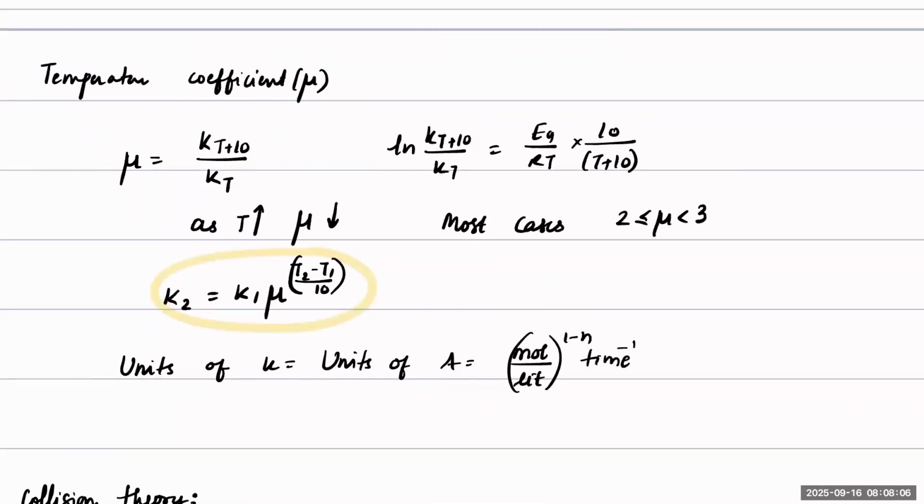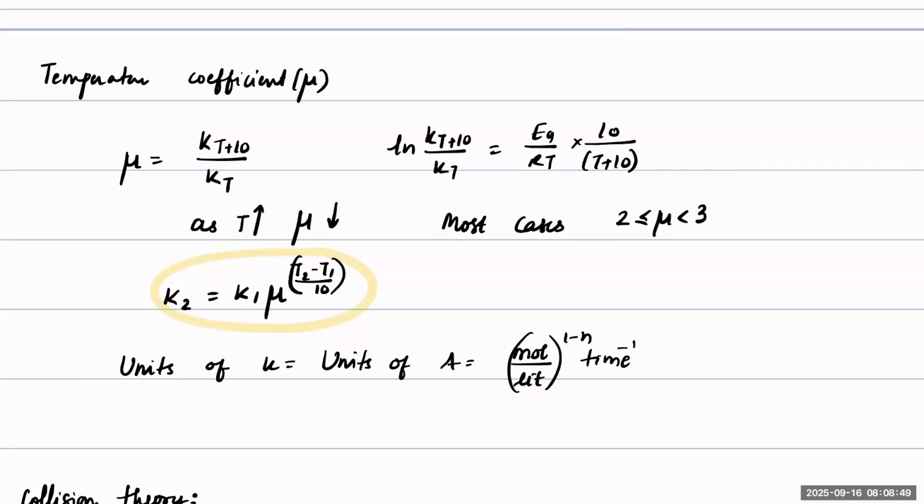Next point is temperature coefficient. If you are finding the rate constant after every 10 units of increase in temperature, then that rate constant with respect to the original rate constant at temperature T is defined as the temperature quotient. Usually, as the temperature increases, the temperature quotient will decrease. That means if you keep identifying for every 10 degrees, but at two different temperatures, going from 10 to 20 and 20 to 30, then 10 to 20 will have a larger temperature quotient than 20 to 30.